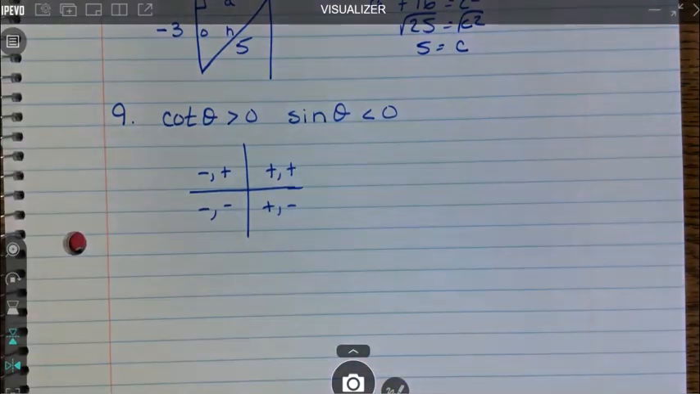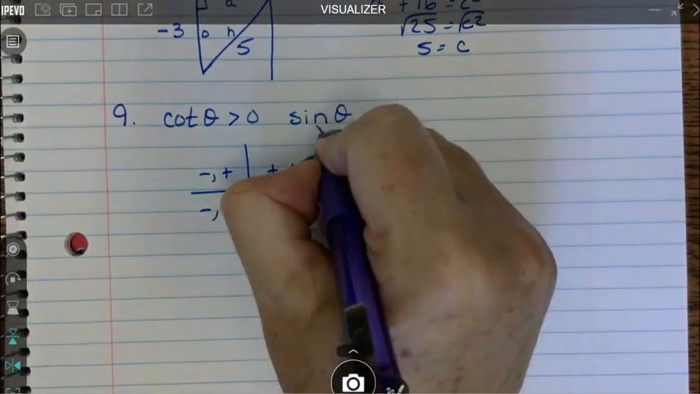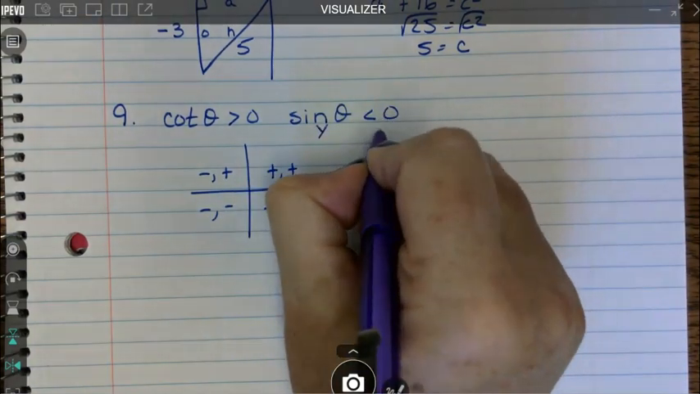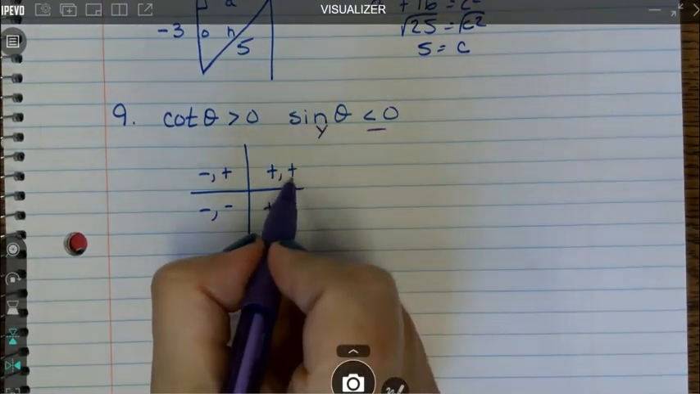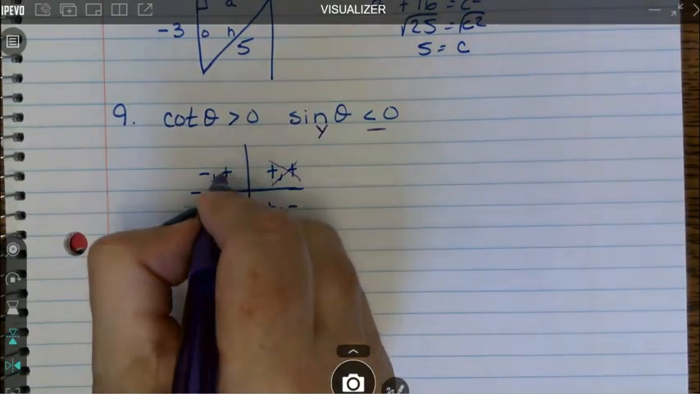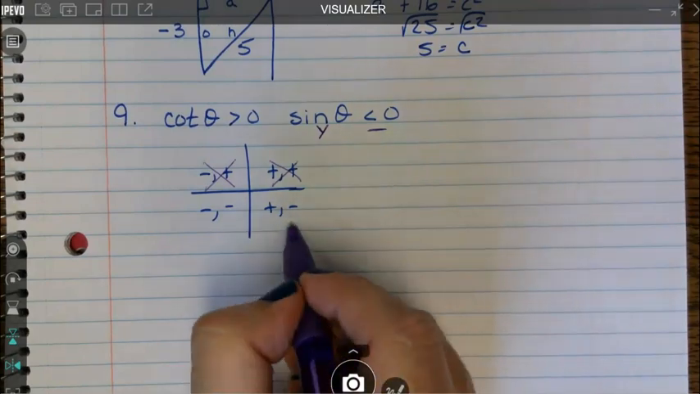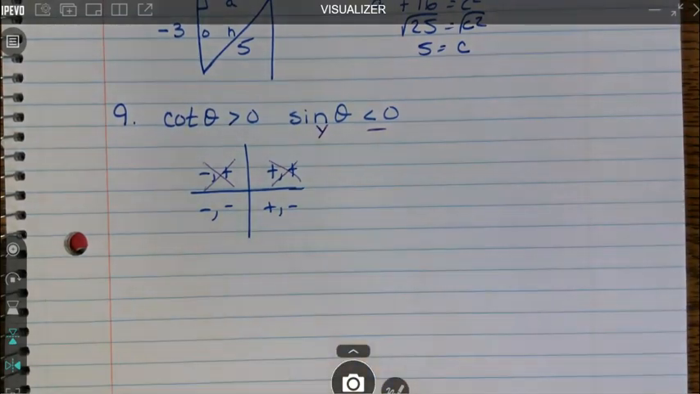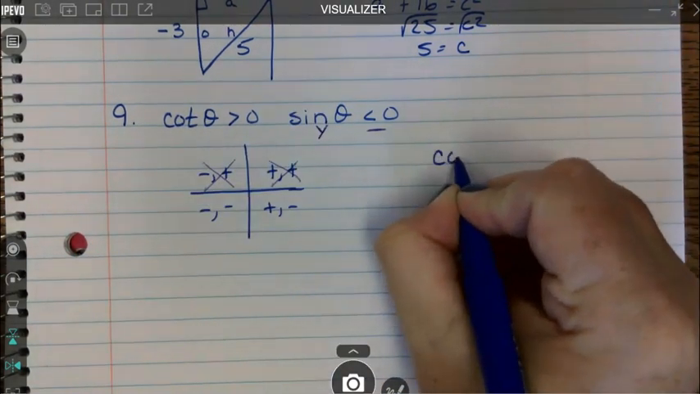I'm going to change colors. Okay, so sine is y, and when it's less than 0, it's negative. So we're looking for negative y's. So y is not negative here, throw it away. Not negative here, throw away. So negative, yes, negative, yes. Okay, so cotangent, I'm going to doodle over here.